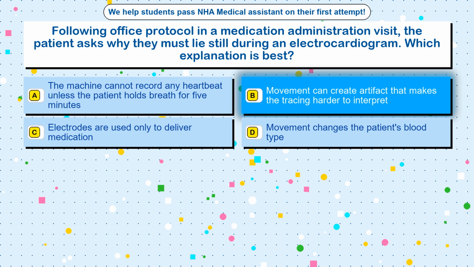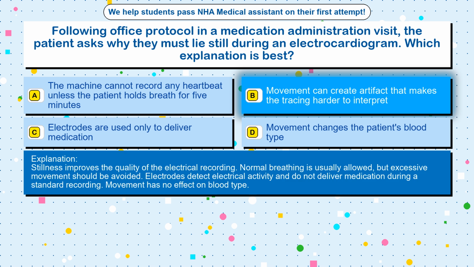Movement can create artifact that makes the tracing harder to interpret. Stillness improves the quality of the electrical recording. Normal breathing is usually allowed, but excessive movement should be avoided. Electrodes detect electrical activity and do not deliver medication during a standard recording. Movement has no effect on blood type.